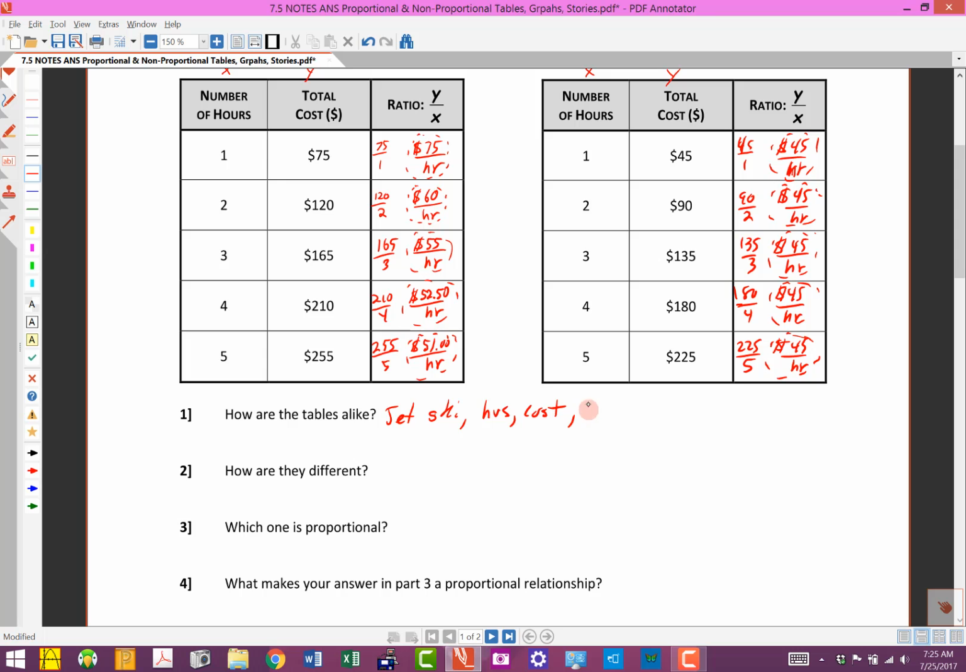And ratio, that would be the cost per hour. Let's see, any other similarities? There might be a whole bunch of them in here. Gosh, I don't even see any amounts that match up or anything like that. Now, how are they different? Well, the main way they're different is the ratios. So we'll say cost per hour is different.